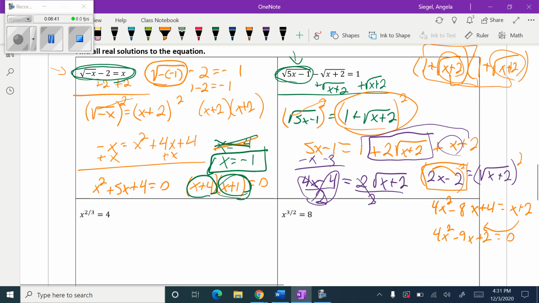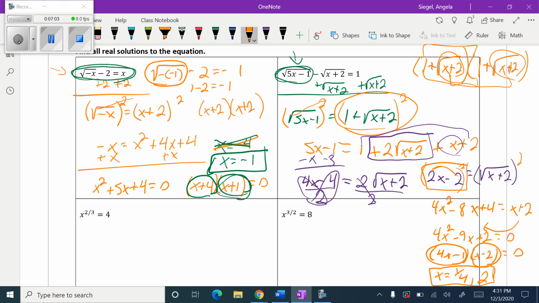And then I'm going to factor it. So I factored it into 4x minus 1 and then x minus 2. So I'm going to set this equal to 0 and this equal to 0. So x equals positive 1/4 and x equals 2. So go ahead and see which one of these, or maybe both of them, will work in the original equation.